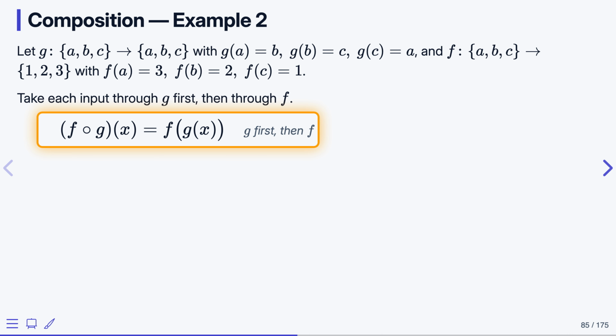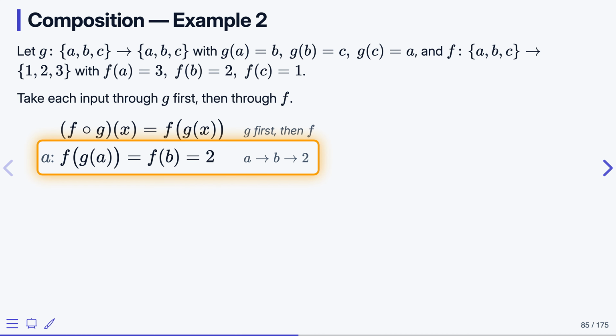Now an example with finite sets. The function g maps the set of a, b, c to itself. G of a is b, g of b is c, and g of c is a. The function f maps a, b, c to numbers. F of a is 3, f of b is 2, and f of c is 1. The rule on the first line says, run g first, then f. Take the input a, g sends it to b, then f sends b to 2. So f circle g of a is 2.